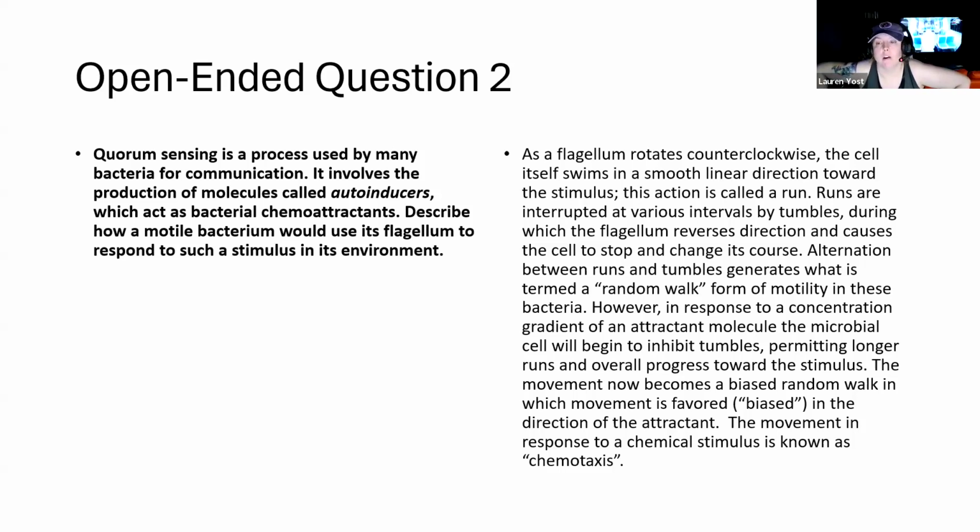Runs are interrupted by intervals of tumbles during which the direction reverses. That rotational direction of the flagella will, all of a sudden, go back the other way, and that will stop and change our course. And we can alternate between running and tumbling to generate what they call a random walk, and use more runs or more tumbles to bias the directional movement, in response to an attractant or to get away from a repellent via chemotaxis.